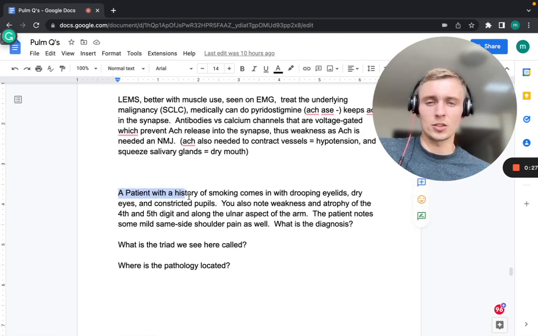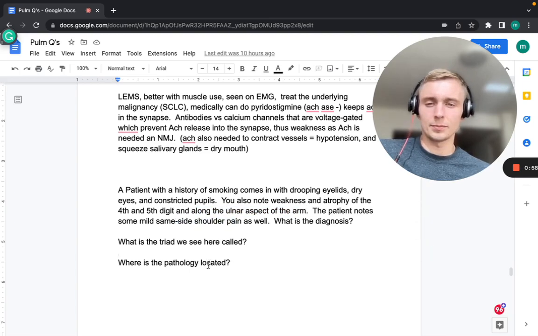A patient with a history of smoking comes in with drooping eyelids. He has dry eyes and constricted pupils. You also note weakness and atrophy of the fourth and fifth digits along the ulnar aspect of the arm in an ulnar distribution. The patient notes some mild same-sided shoulder pain as well. What is this diagnosis? So again, long history of smoking, and he's having this triad of symptoms first, and then these ulnar distributive symptoms in that same side shoulder.